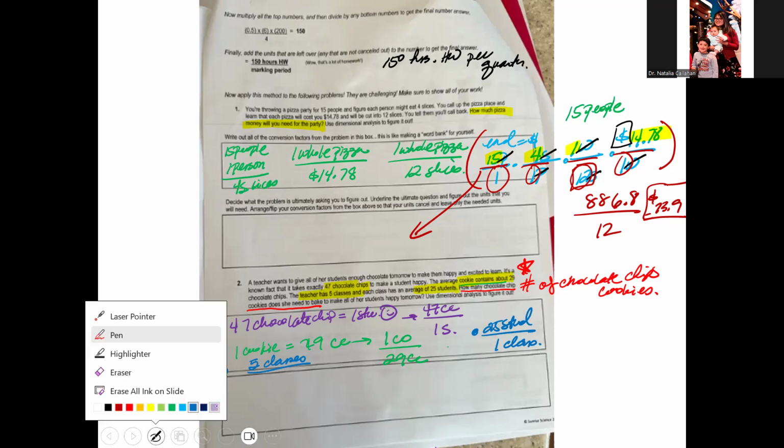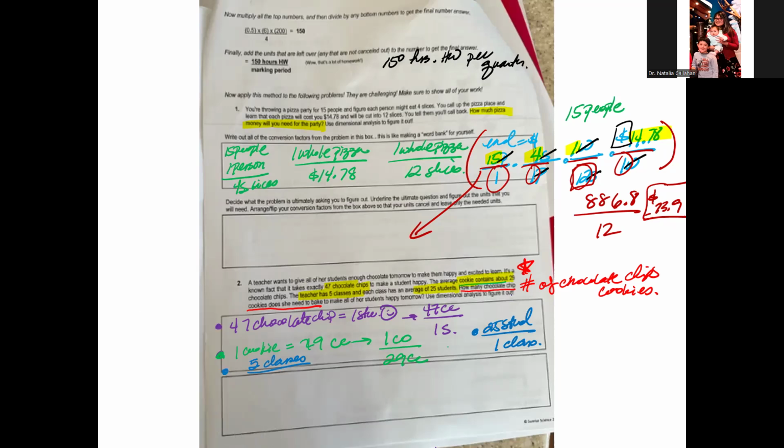Okay, let's go ahead and start with this. So you want to end up with chocolate chips, right? All right, so let's start with 5 classes. Since this one's single, it's by itself, there's nothing else with it. Times, I want the classes to be on the bottom, right? 1 class equals 25 students. So classes cancel. Now I have students on top. Do I have another one here that has students? Yes, 1 student equals 47 chocolate chips.